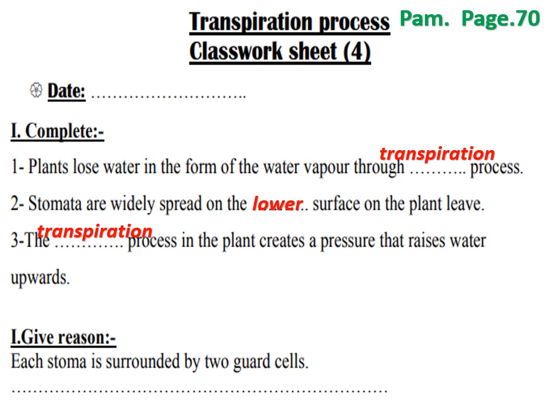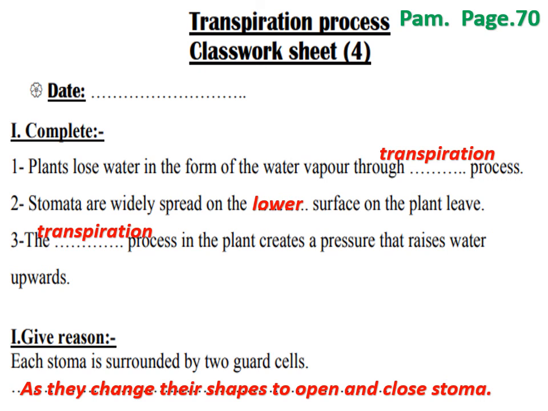Give reason. Each stoma is surrounded by 2 guard cells, as they can change their shapes to open and close stoma. And why open and close stoma? In order to control transpiration process. So when the plant needs to get rid of more water vapor through transpiration, these guard cells will open the stoma. And while the plant needs to keep or maintain its water, they will close the stoma. So that is the main function of the guard cells surrounding each stoma.